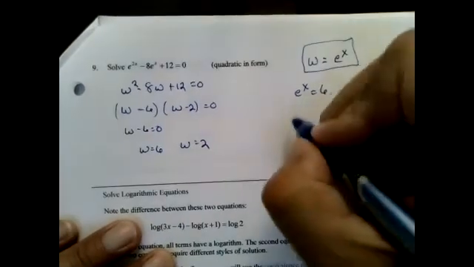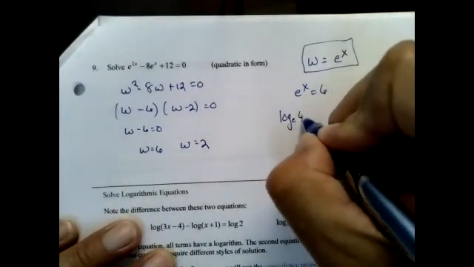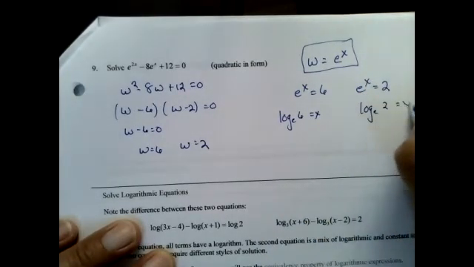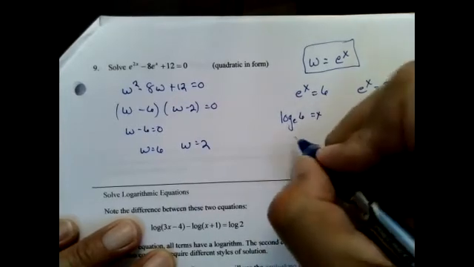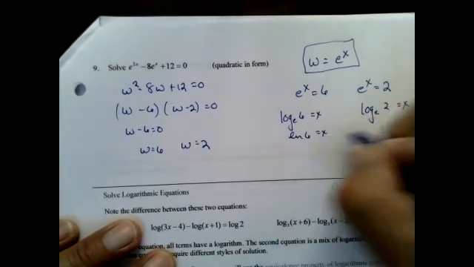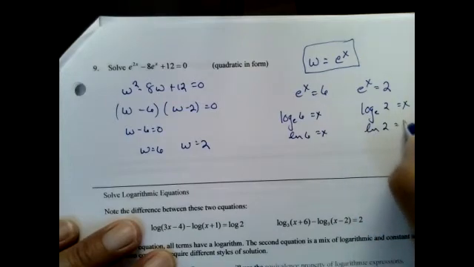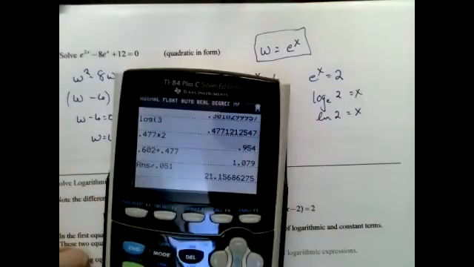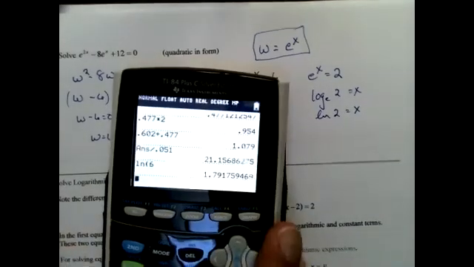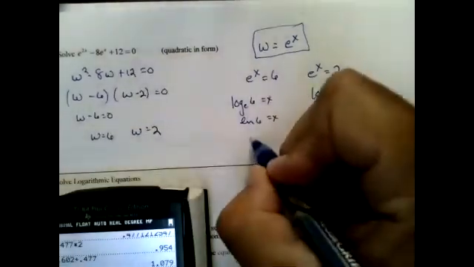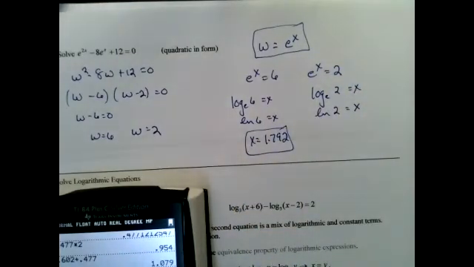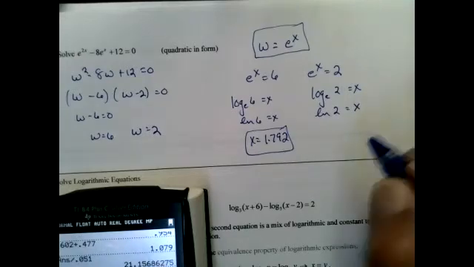And again, how do I solve this? Log base e of 6 equals x. Log base e of 2 equals x. Oh, I know what log base e is. That's my natural log. That's natural log of 6, natural log of 2. Throw those into the calculator to get your answers. And that button was there. It's underneath the log. The natural log of 6 is 1.792. And the natural log of 2 is 0.693.